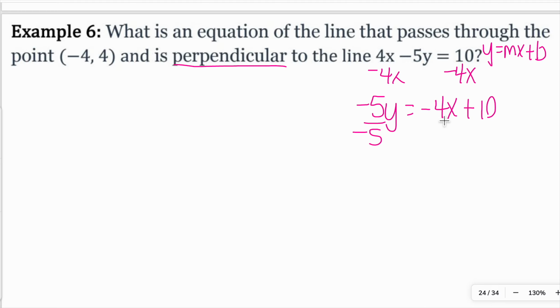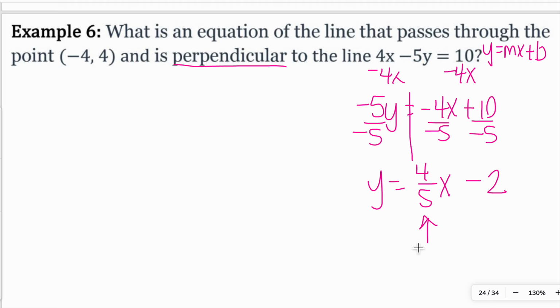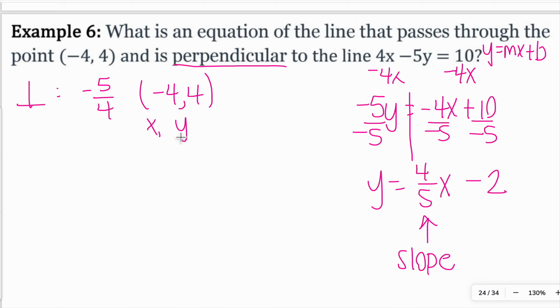Divide both sides by negative 5. Sometimes it might be easier to show everything being divided by negative 5. That way nothing gets left out. So y is equal to a positive 4/5 x minus 2. So here is my slope. And again, if I want a perpendicular slope, I'm going to do the opposite reciprocal. So negative 5/4. And I'm going to use negative 4, 4 as my x1, y1.